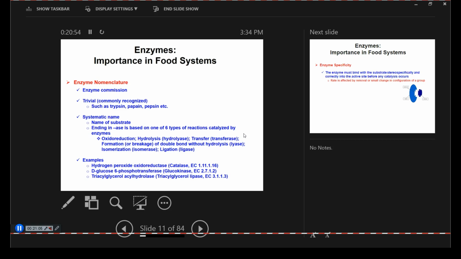Isomerase, conversion of one isomer to the other, like the invertase. So, is it invertase? No, invertase is sucrose to glucose and fructose, isn't it? Sucrase is invertase, isn't it? I thought so. Okay, I need to look that one up. But anyway, isomerase, changing one isomer to the other, like glucose to fructose. And ligase is formation of a covalent bond using ATP as energy source.